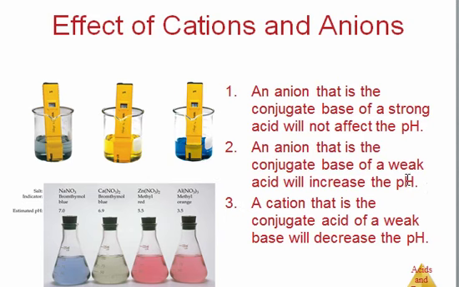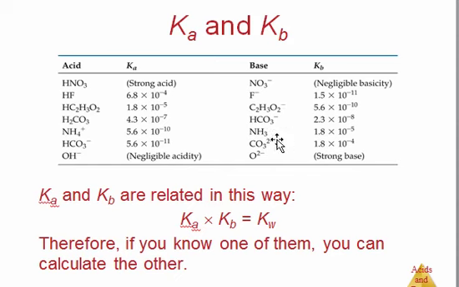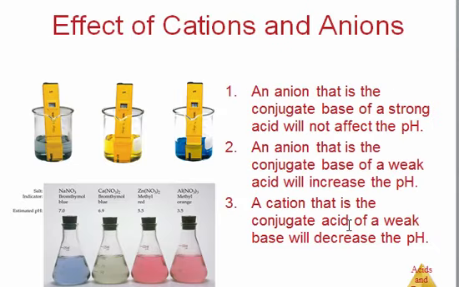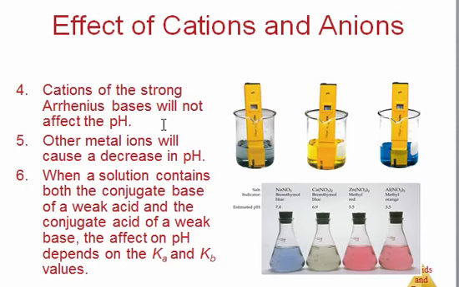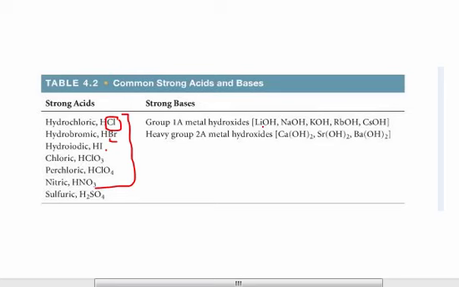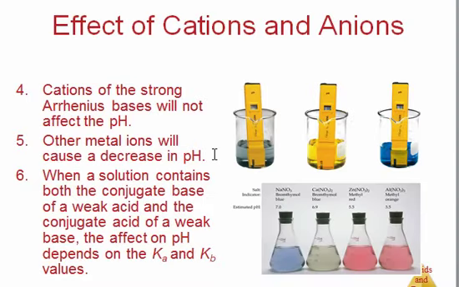But any anion that is the conjugate base of a weak acid will increase the pH, meaning it will make the solution more basic. So here are some common conjugate bases. All of these, from fluoride down to carbonate, would make a solution more basic. The cation that is the conjugate acid of a weak base will decrease the pH, meaning it will become more acidic. So ammonium, for example, will make the solution more acidic. And the cations, or conjugate acids, of a strong Arrhenius base will not affect the pH. So here we have our strong bases: lithium, sodium, potassium, rubidium, cesium, barium, strontium, calcium, all of those we consider not to affect the pH. And then other metal ions will cause a decrease in pH, meaning making them more acidic.